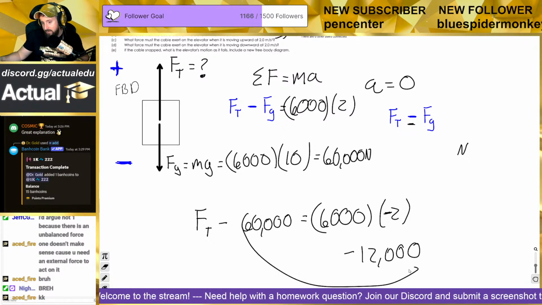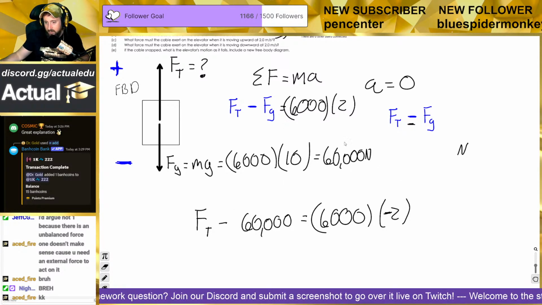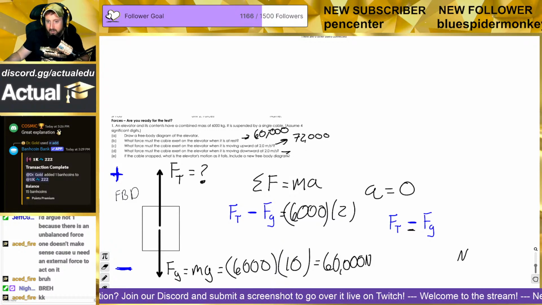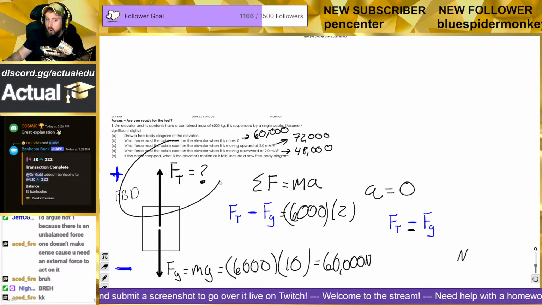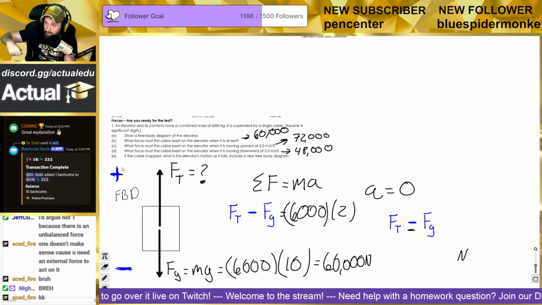And so now if you add 60,000 to negative 12,000, that's going to get you a lower number than 60,000. That's going to get you 48,000. So this ends up being 48,000. This is kind of the cool thing: the tension in the rope changes based on whether it's accelerating up or accelerating down.